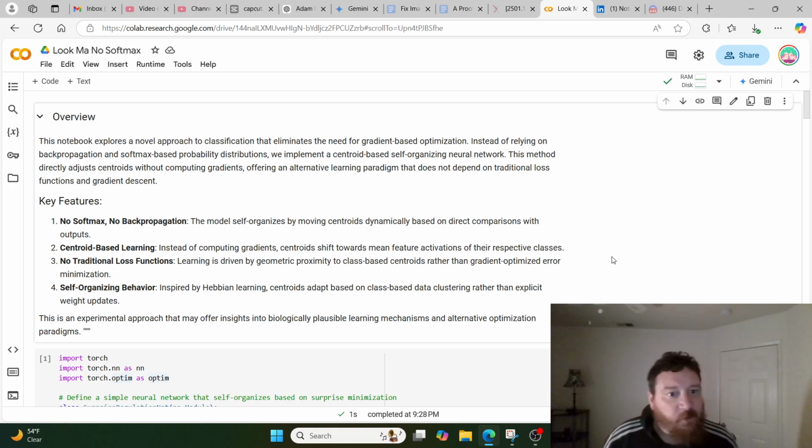So, key features. One, no softmax, no backpropagation. The model self-organizes by moving centroids dynamically based on direct comparisons with outputs. Two, centroid-based learning. Instead of computing gradients, centroids shift towards mean feature activations of their respective classes. Three, no traditional loss functions. Learning is driven by geometric proximity to class-based centroids rather than gradient-optimized error minimization. Four, self-organizing behavior. Inspired by Hebbian learning, centroids adapt based on class-based data clustering rather than explicit weight updates. This is an experimental approach that may offer insights into biologically plausible learning mechanisms and alternative optimization.